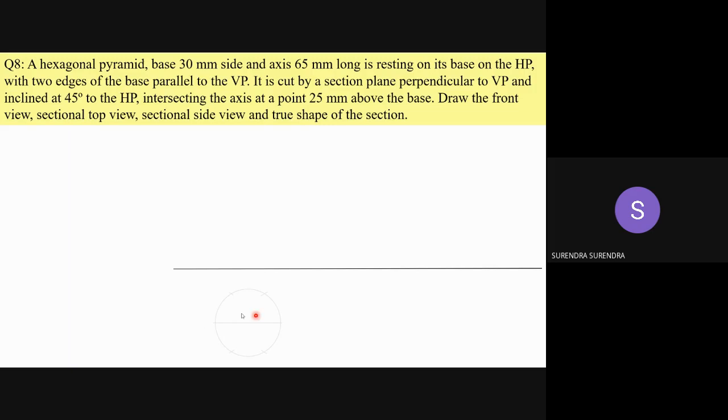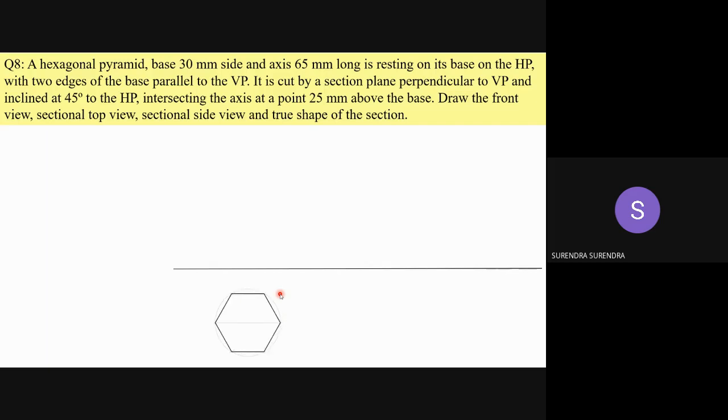So first draw a horizontal diameter line, and with the horizontal diameter endpoints and radius equal to the side of the hexagon we require to draw, 30 mm, draw the arcs. Again from one more endpoint, draw these two arcs. You must draw as light as possible, even using 2H.